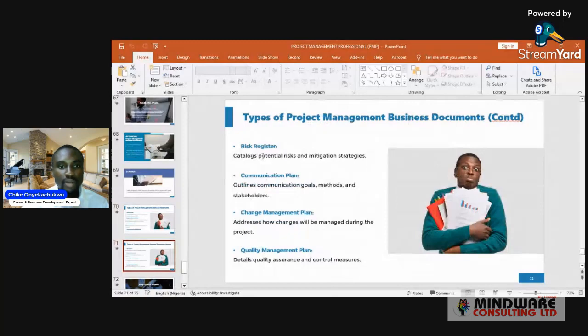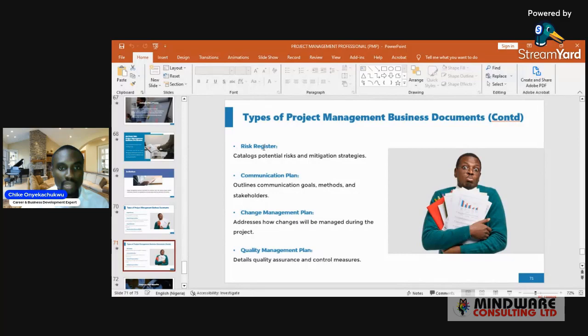Okay. So next is the risk register. I talked about project risk management in the last section. You cannot manage risk if you don't know what your risks are. So the risk register is a catalog of all the potential risks and mitigation. You need to have all the risks that you're going to encounter in the project in perspective, and also how you plan to mitigate them, the strategies you're going to use to mitigate them.